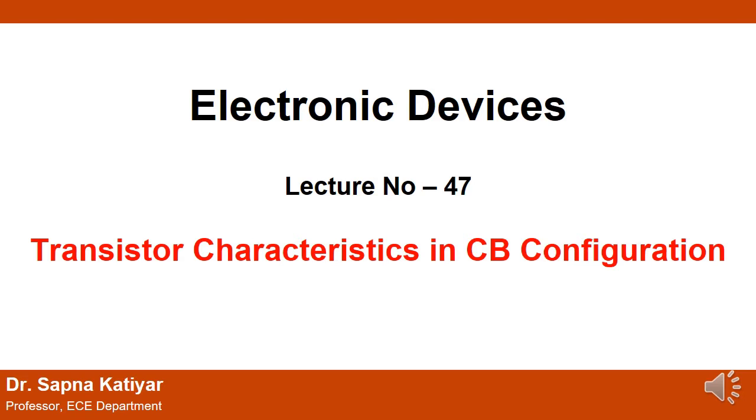So in today's lecture you are going to study the characteristics, how to plot the voltage current characteristic. Let us begin. See, when you have to draw the characteristics in common base configuration, it means here the base terminal is made common with the collector and emitter. So this is how a common base configuration can be drawn.